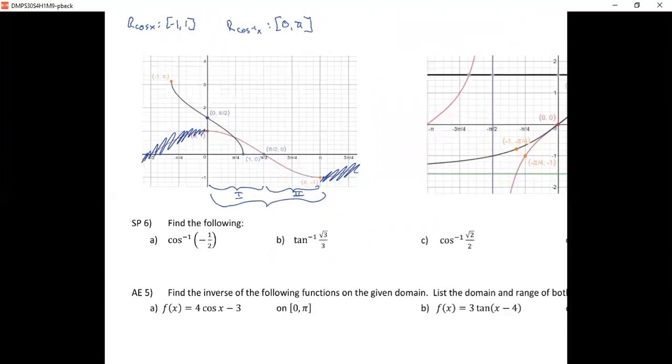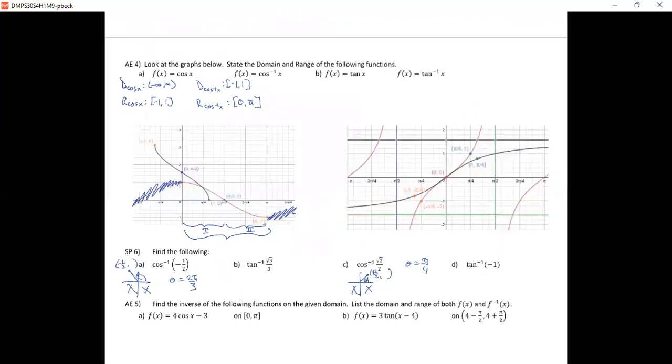So what I'm going to do is 6a. What angle between 0 and pi creates the cosine ratio of negative 1/2? And that angle is 2 pi over 3. And then for c, what angle between 0 and pi creates the cosine ratio of square root of 2 over 2? That theta is pi over 4.